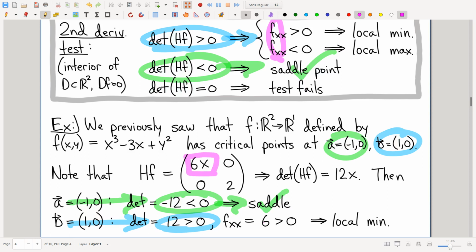Plug in the point in question. It is positive. Positive means min. So B is a local min.